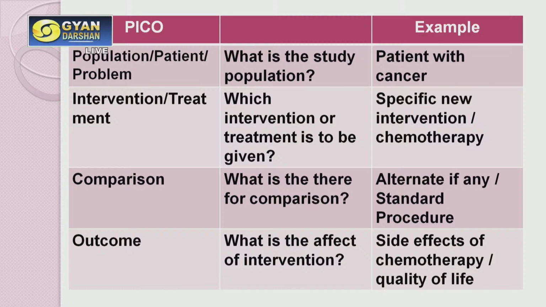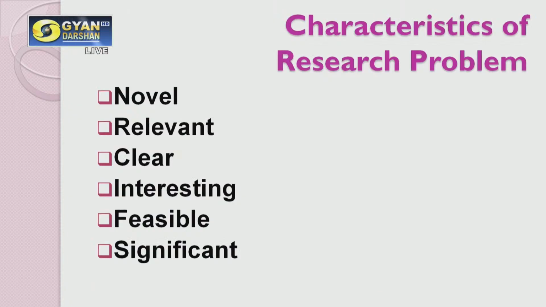So in this you will see, in every problem statement, there will be population and outcome. Everywhere it will be there. But in the second, there can be PIO, there can be PCO, or there can be PICO, all the 4 components. Again, it depends upon your problem statement.